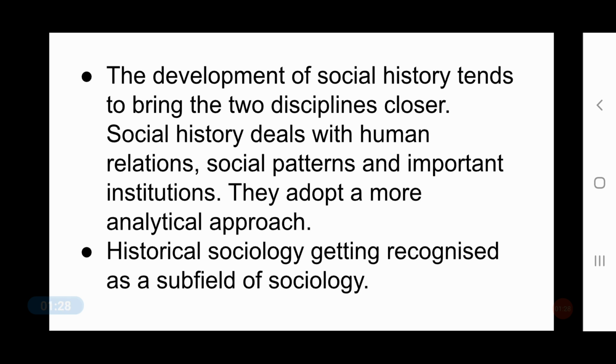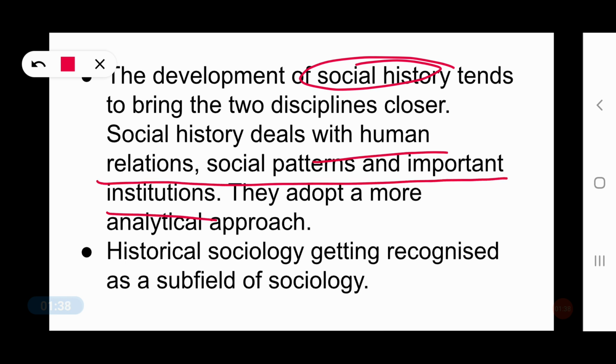Also, in the field of history, the development of social history is trying to bring the two disciplines closer. So, social history basically deals with the human relations, patterns, and social institutions of a particular historical event or a historical period. Also, they adopt a more analytical approach in the sense that they do not just deal with descriptive facts, but they try to establish relations between events and try to investigate the causes behind some historical events. Also, historical sociology is getting recognized as a subfield of sociology.